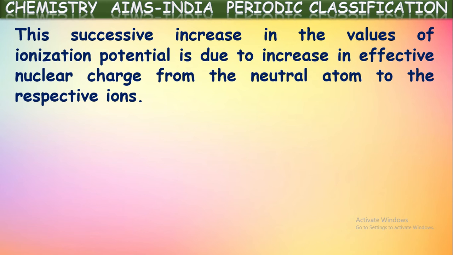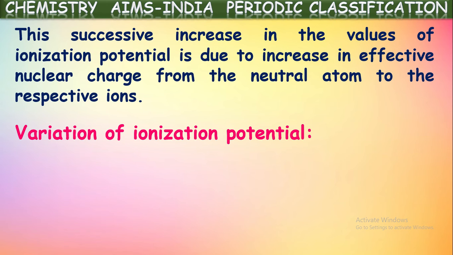This consecutive ionization energy trend is explained here. The successive increase in the values of ionization potentials is due to the increase in the effective nuclear charge from the neutral atom to the respective ions. As they are becoming ions by loss of electrons, nuclear charge is being increased. So the remaining electrons are held tightly. The removal of electrons becomes difficult and requires more and more energy.